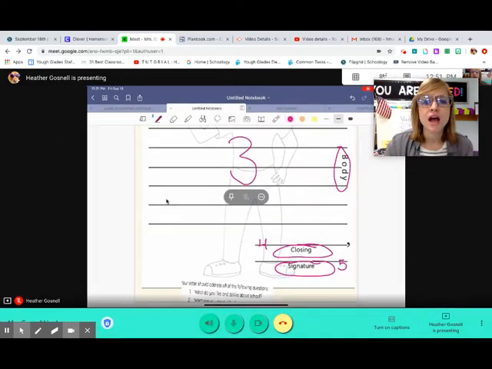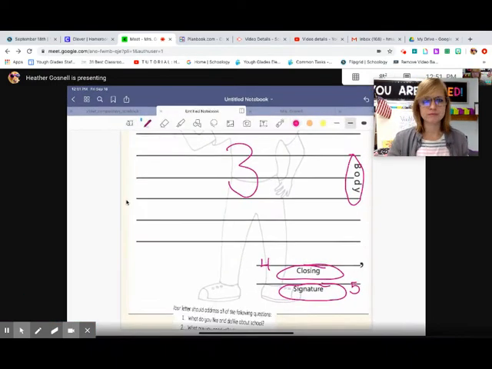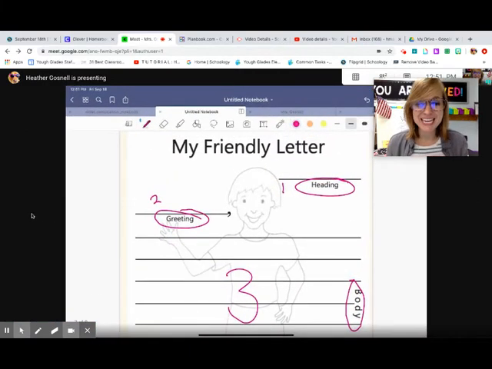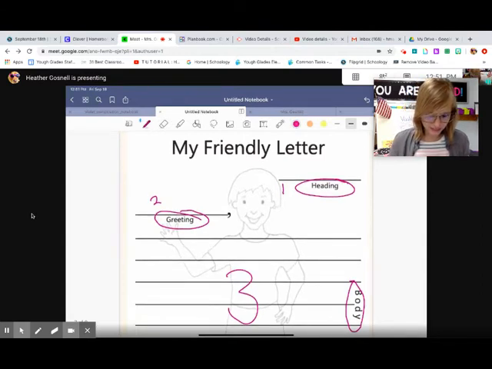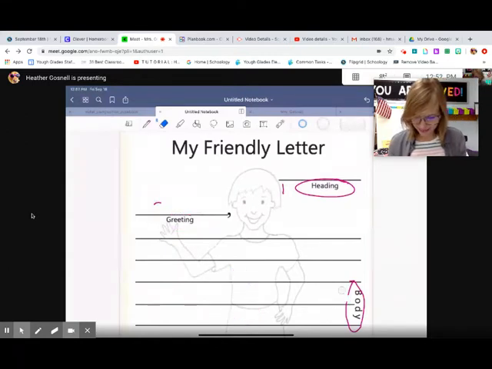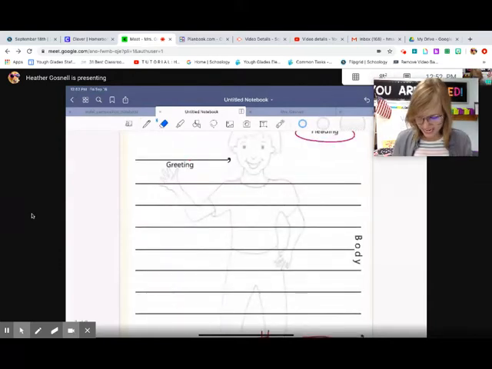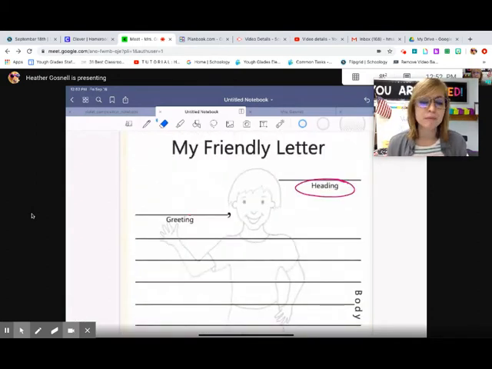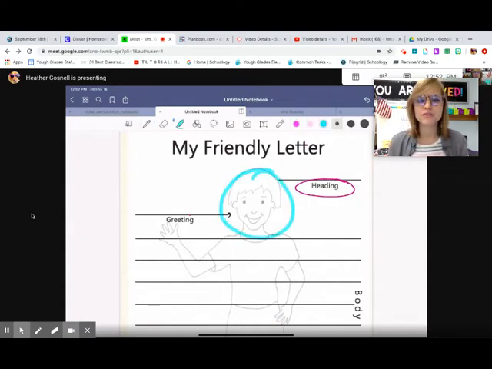Now, I'm going to show you what all of these mean. So I'm going to go ahead and erase my circles and my numbers here. So what does a heading mean? Well, the heading is the date. And I love this diagram here because it just helps you remember the 5 parts of a letter. Because look, you have his head here. So you know that the first part is the heading. So I'm going to show you what a heading is.